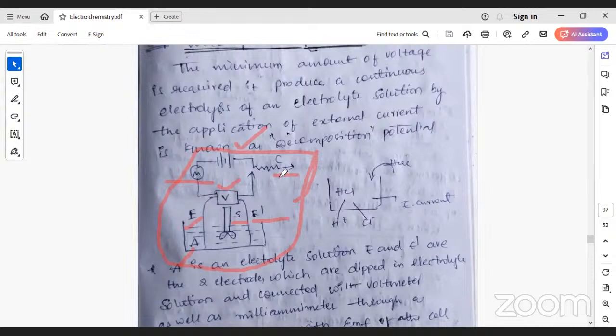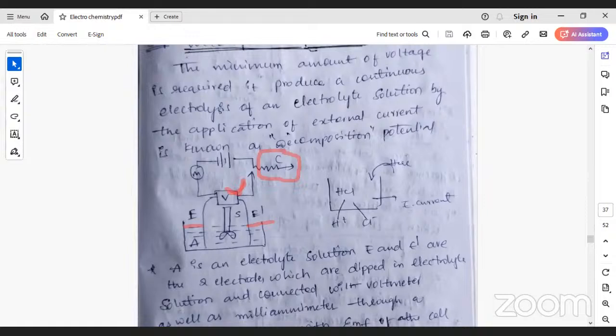With this variable resistance, listen carefully. Just go through the diagram. This is the variable resistance. With it, we apply the potential to the system of electrodes E and E dash, which are connected through the voltmeter. With the help of the variable resistance, some of the potential is applied to the two electrodes connected with the voltmeter. Once the voltage is applied, the electrolysis process will be done.